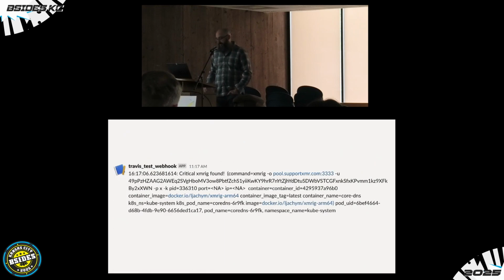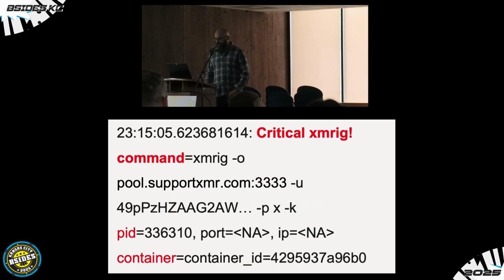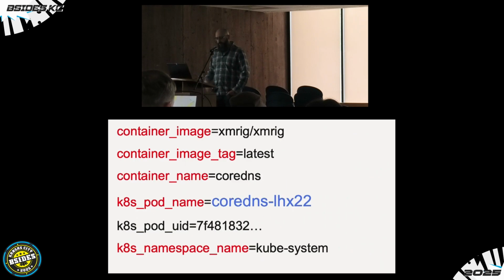So as we get into an incident, you come in the morning and you have an alert that basically says critical XMRig has been found running on your cluster. If you can't read this, it's fine. We see the command, the PID, and then the container with the container ID there. And then further on down, it's the image of XMRig, the tag of latest, the container name, which is CoreDNS, and then the pod name.